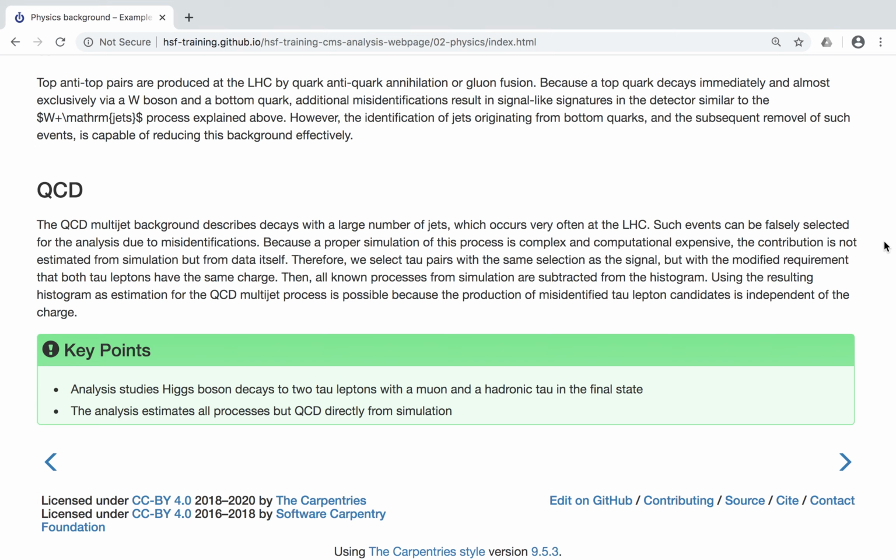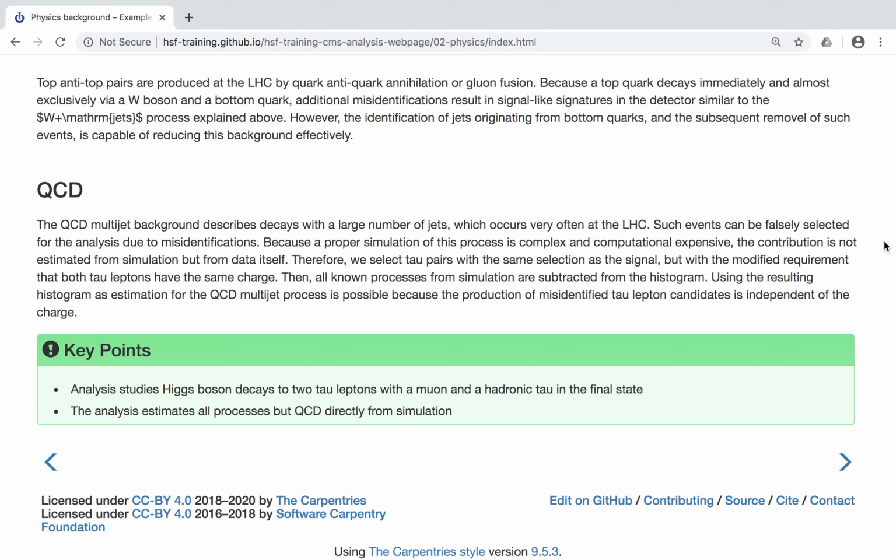And finally, we have the QCD multijet background. This is decays with a large number of events, which is pretty common at the LHC. There's just a lot of QCD stuff going on all the time, and misidentifications can be selected. Essentially, if you have enough jets, you might identify some of them as taus improperly.